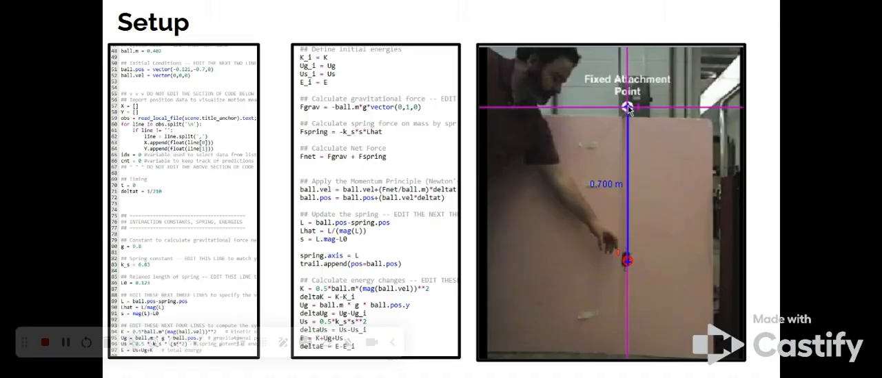Notice that I have the fixed attachment point as the origin of our axis, with a tracker on the mass part of the spring mass system. I also have a little setup here tracking the distance of the initial length of the spring at rest, which is 0.7 meters.